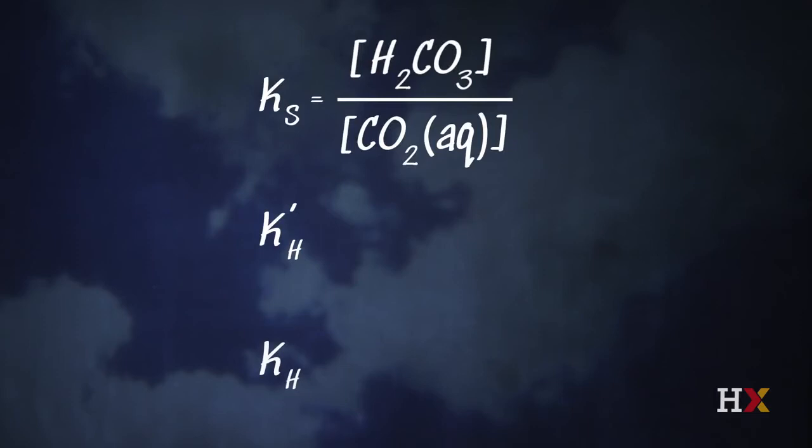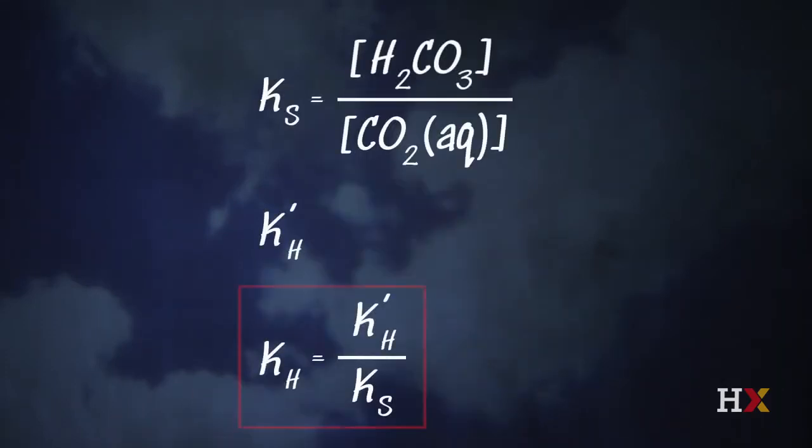ocean, we want to remember that our KH, which we're going to use subsequently, is equal to our KH prime that we've talked about before, divided by this equilibrium constant for the conversion of CO2 aqueous to carbonic acid. So from this point on, we're going to use KH without a superscript, and that is the relationship between that Henry's law constant and the one that we've used previously.